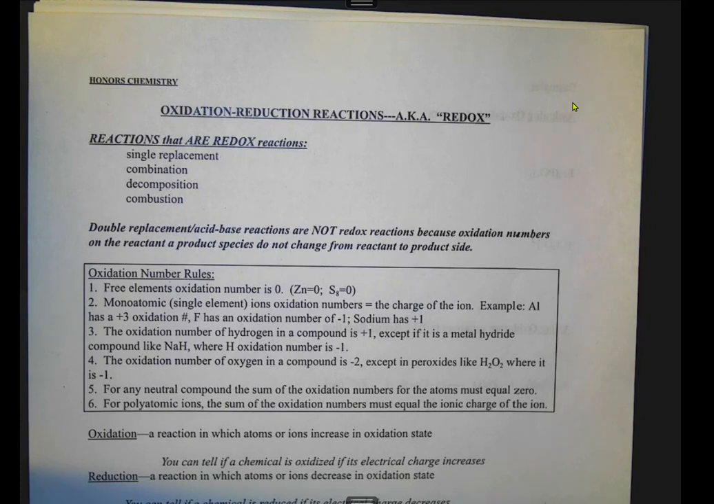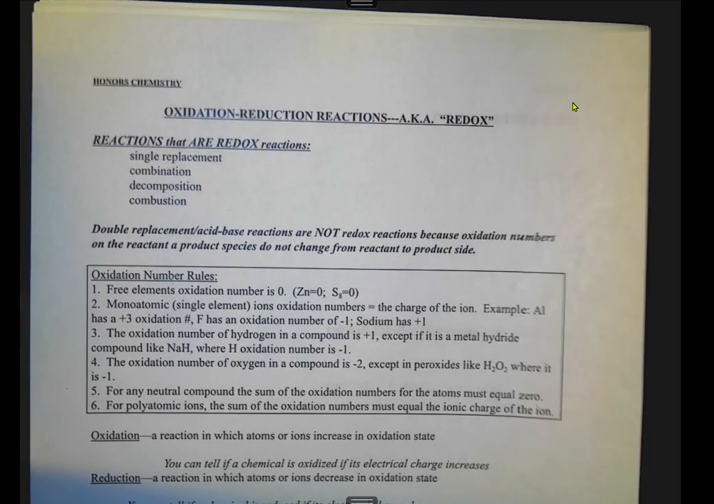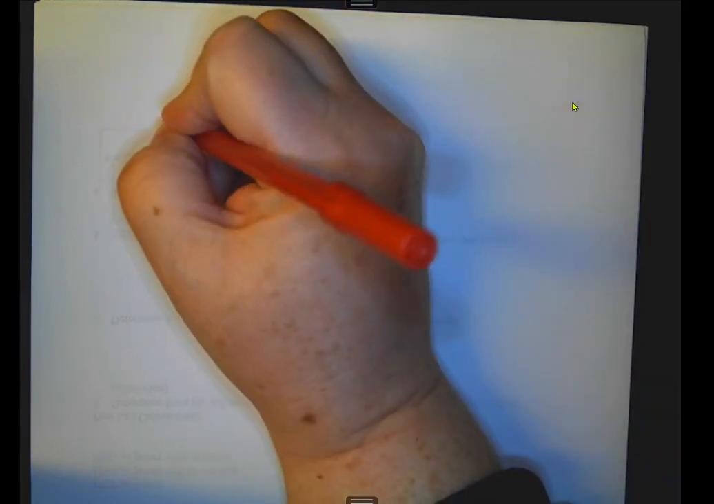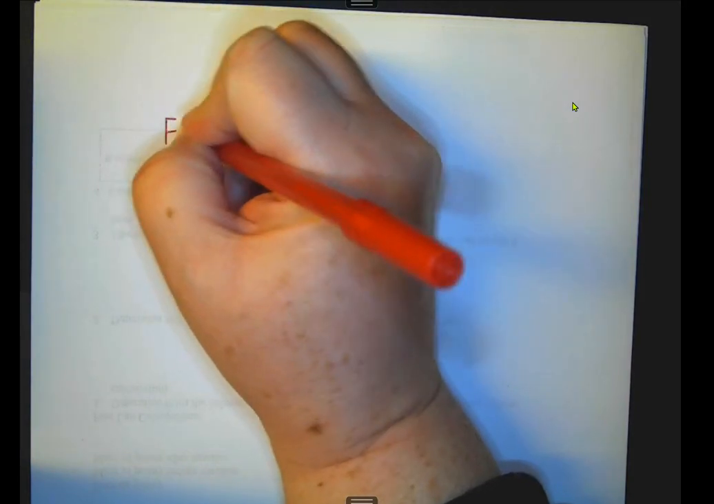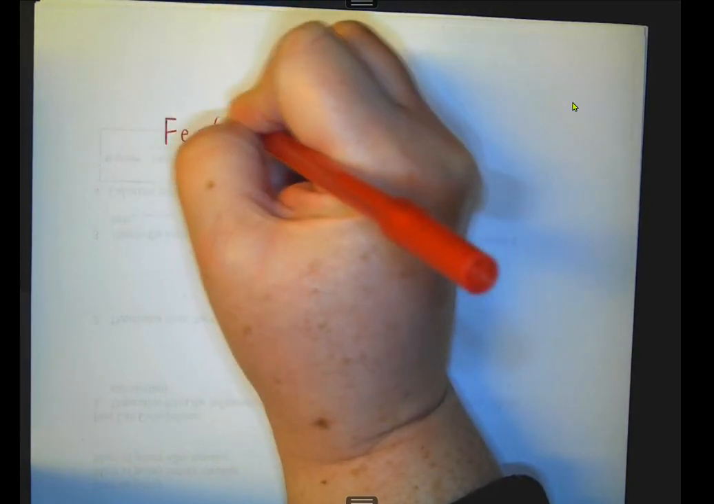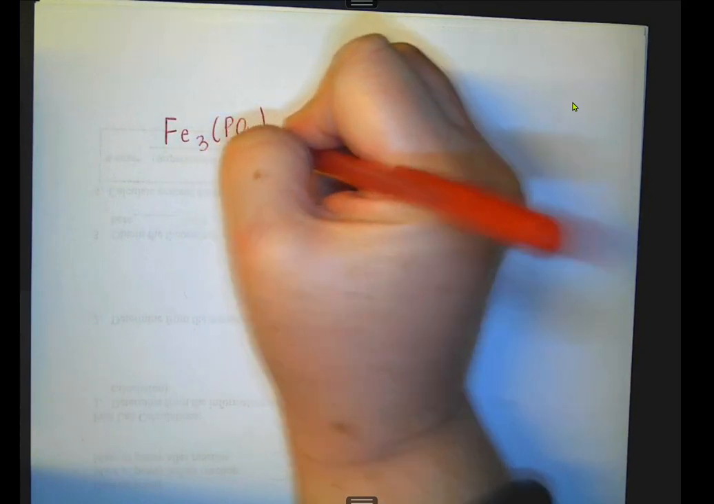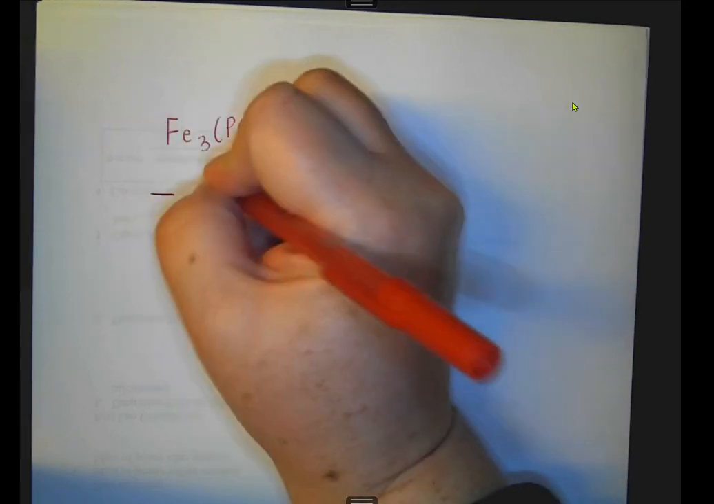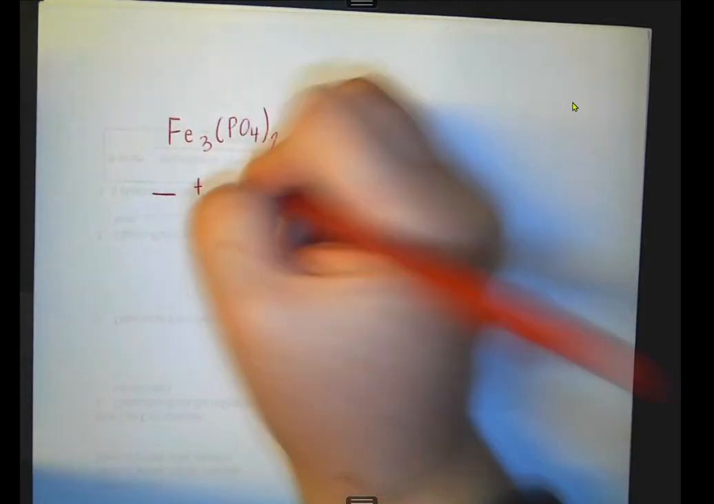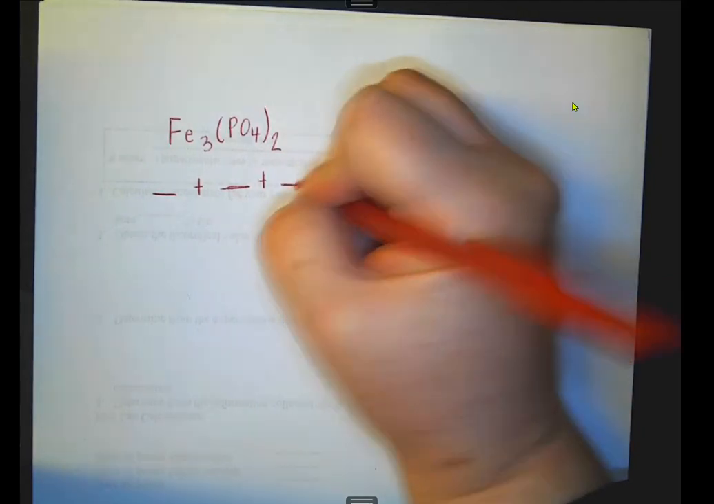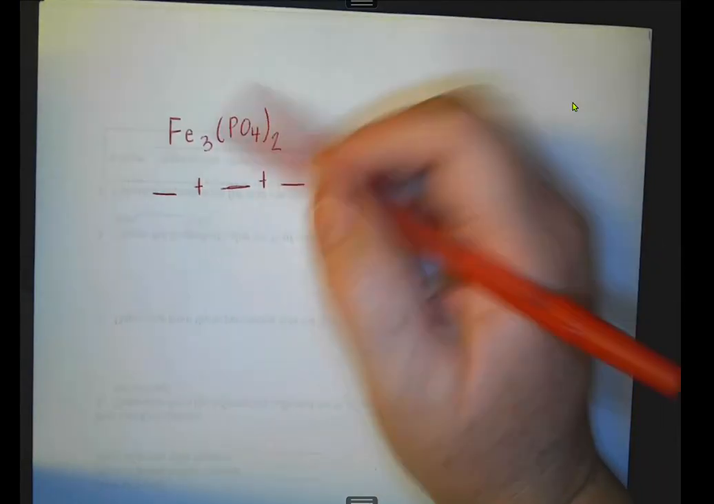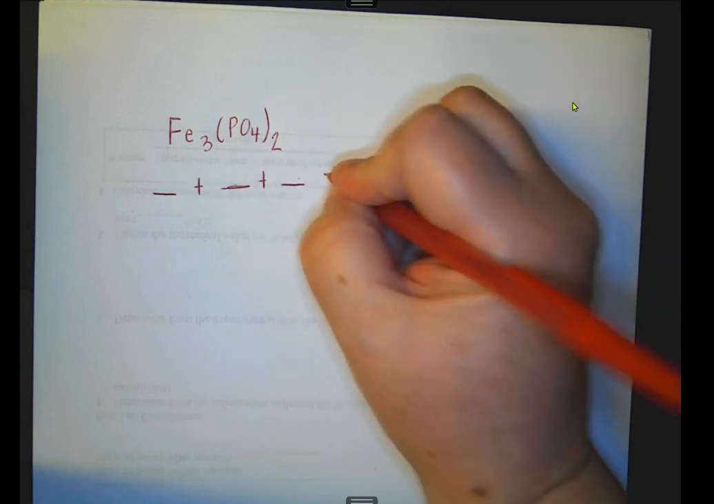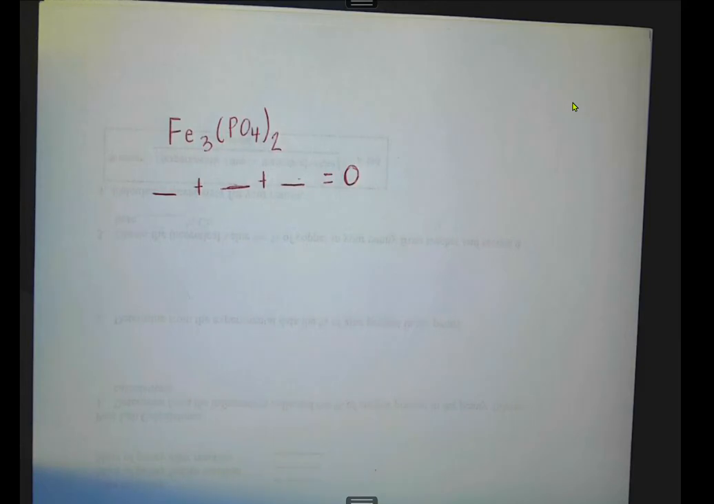Okay, so what I would like to do is show you some examples of assigning oxidation number values. If you have your note page, you can look along. We're going to assign oxidation number values to this compound, iron 3 phosphate. Okay, this is an electrically neutral compound, so it's going to have an oxidation number value for iron, an oxidation number value for phosphorus, and an oxidation number value for oxygen. And those three oxidation numbers are going to add up to 0 because this is an electrically neutral compound.